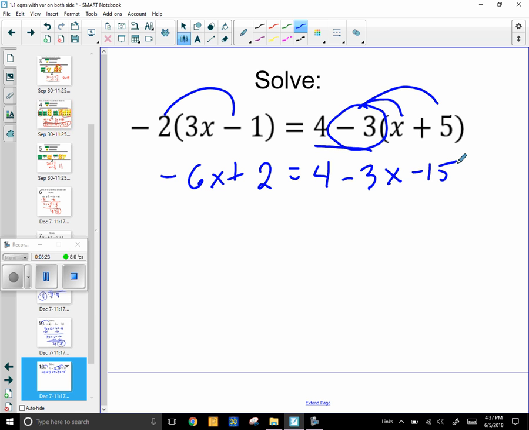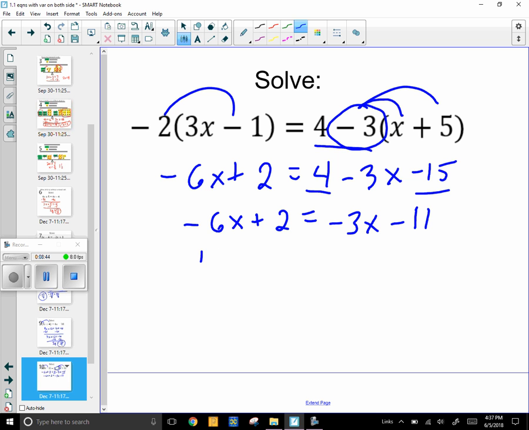Now, we haven't seen this come up yet. I would wait at this point and not start solving until you've made the equation look a little prettier by simplifying. So I'm going to make this right side a little nicer by combining like terms. So negative 4 minus 15 is negative 11. That's a really important step.